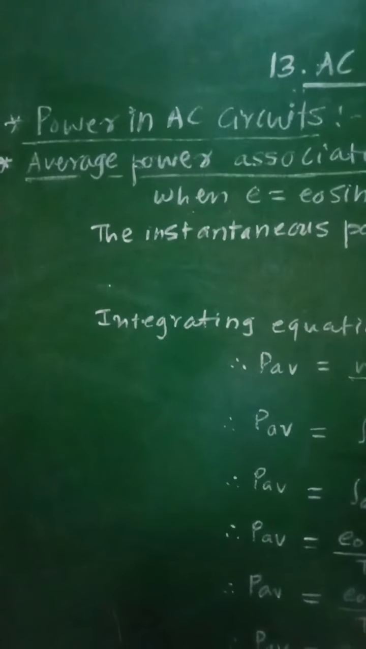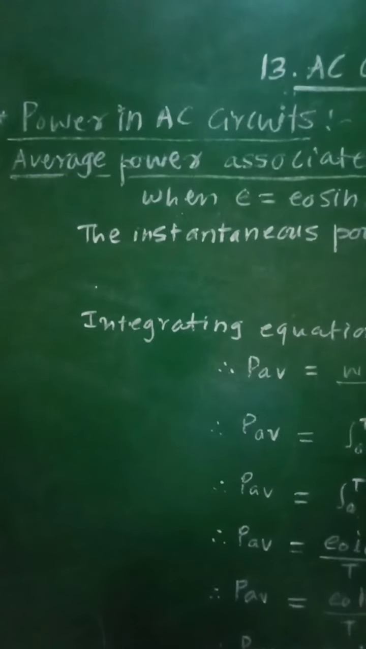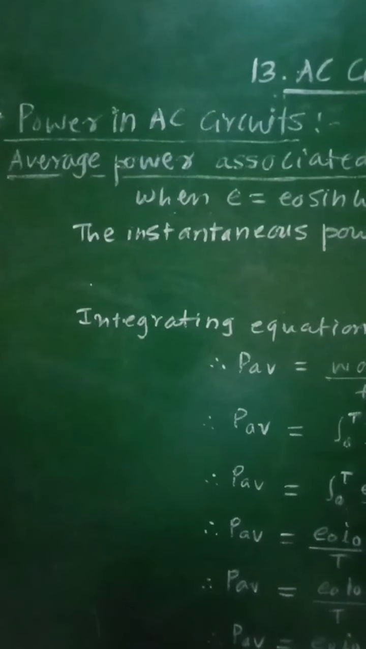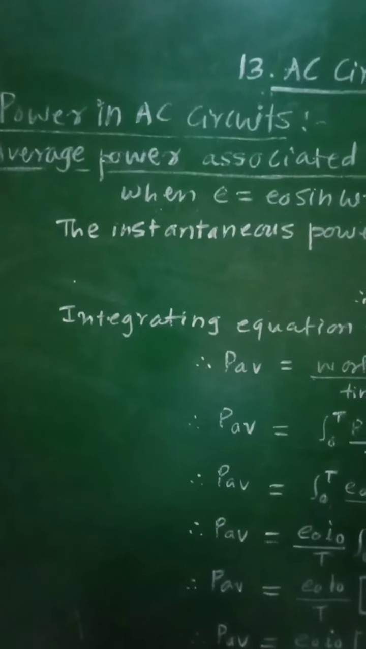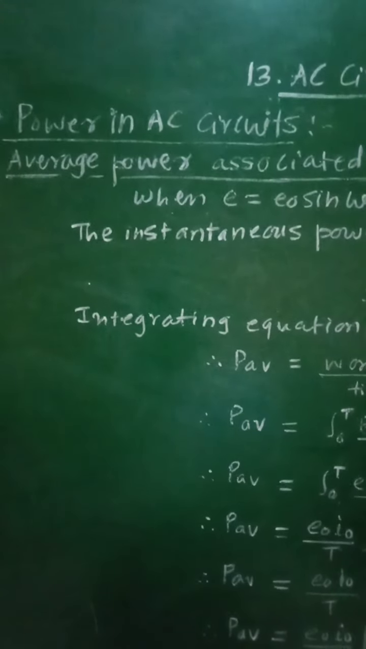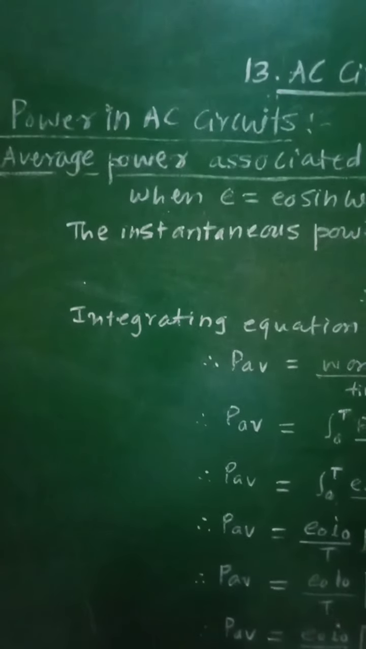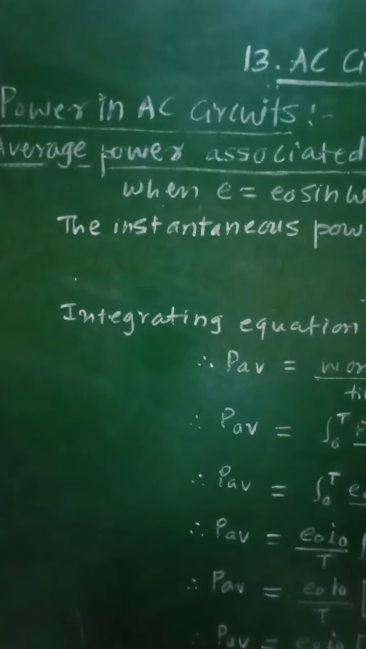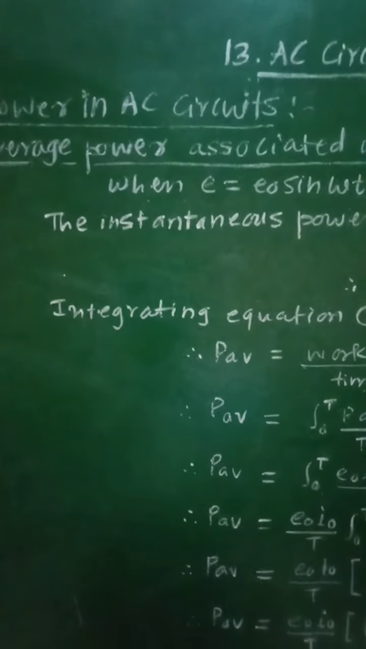It is given as power equal to work upon time. Therefore, if you consider a DC circuit, power is always measured as the product of voltage and current, because in a DC circuit both voltage and current values are constant, and therefore we can directly calculate the product of voltage and current as the power.